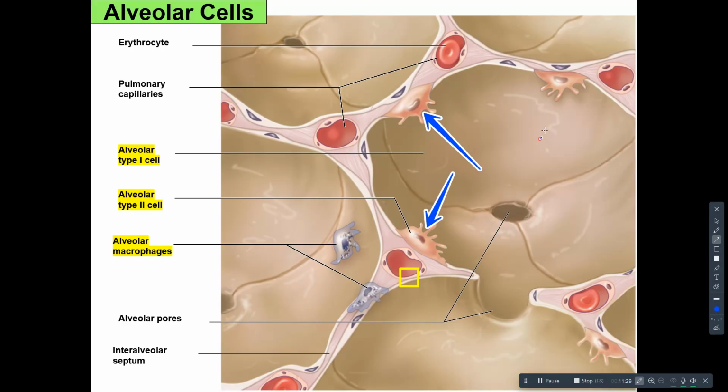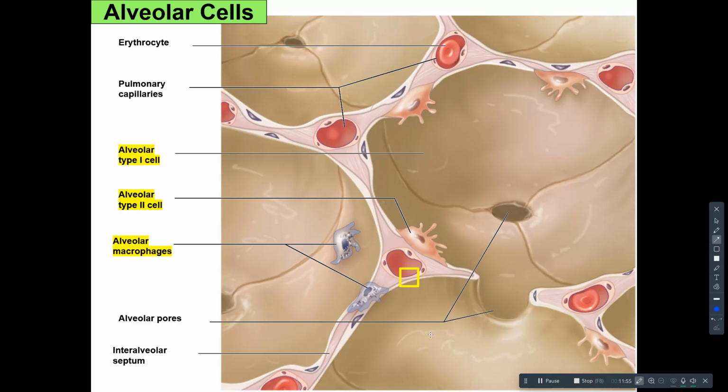Here's another type 2 cells. Plenty of type 2 cells here. They are going to have a different job. We're going to come back to them later on. The third cell type that I have to be aware of are these alveolar macrophages here, also known as dust cells. They're patrolling the alveoli, looking for particles to engulf.